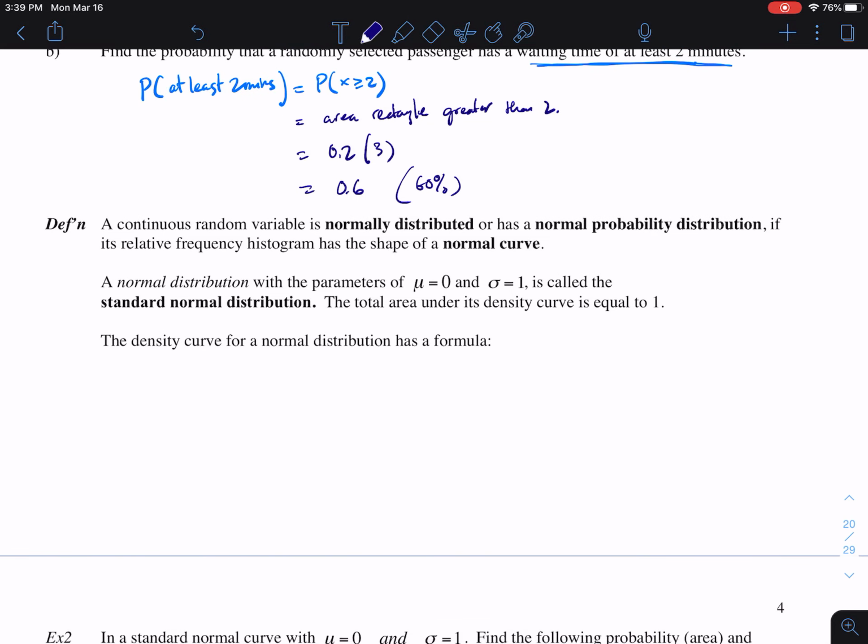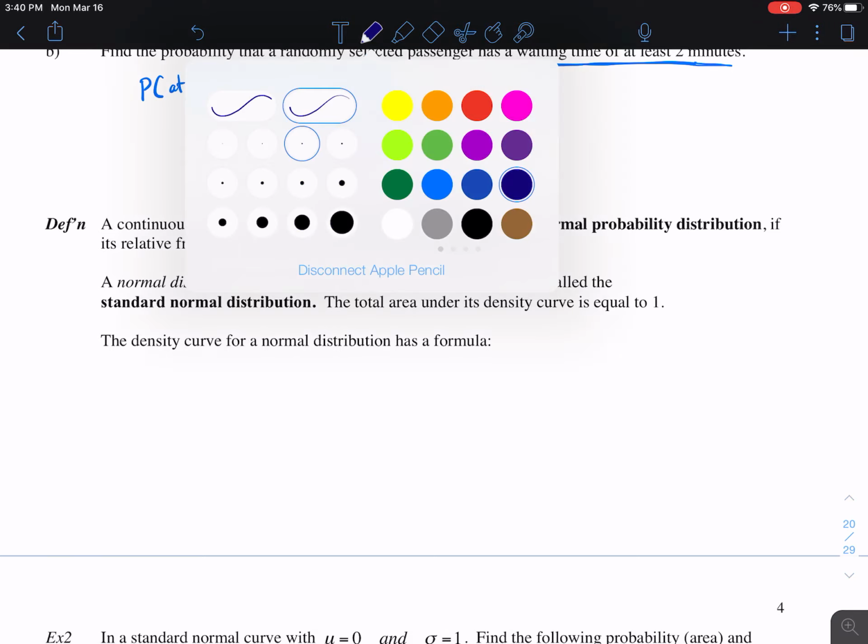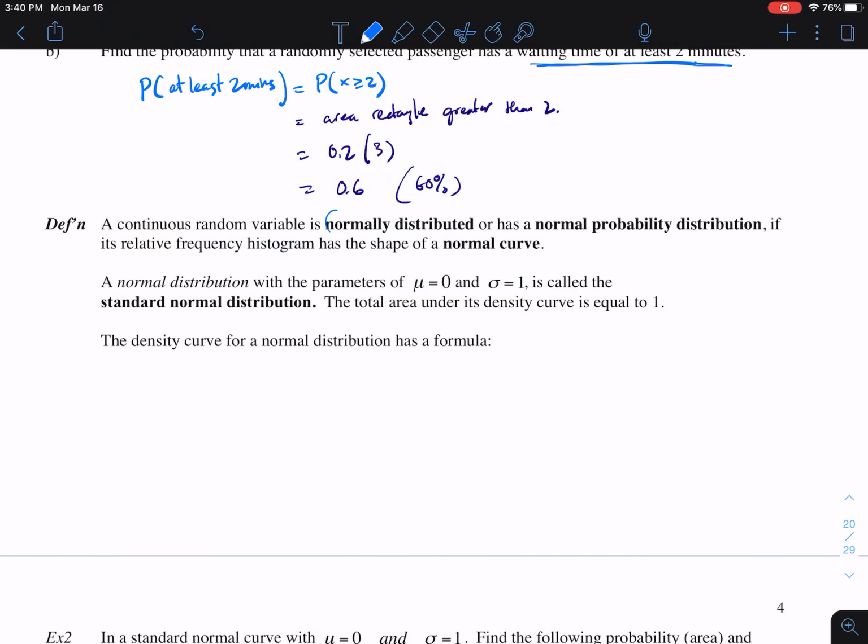We are going to move on to the definition of a continuous random variable that is considered to be normally distributed, or has a normal probability distribution, if the relative frequency histogram has the shape of a normal curve. The word normal, we've talked about several times so far in the class. What it means is the curve itself looks like a bell-shaped curve.